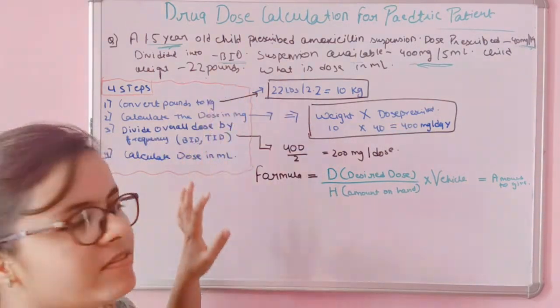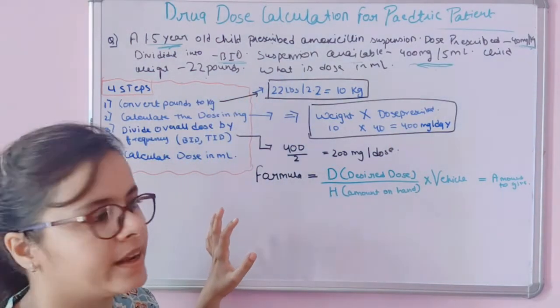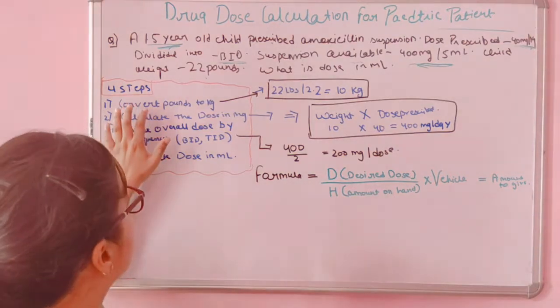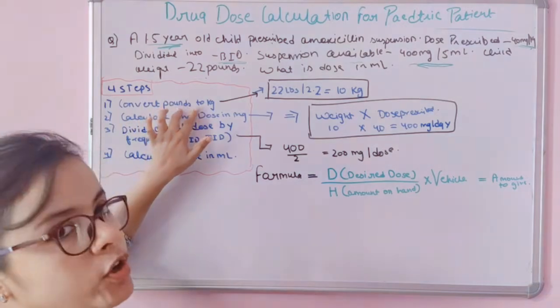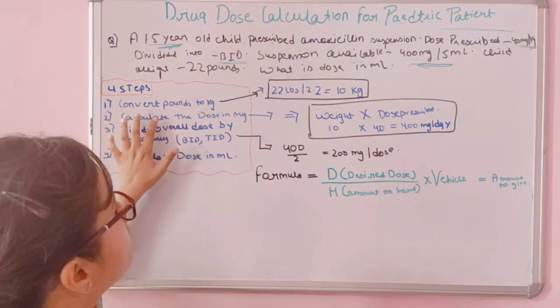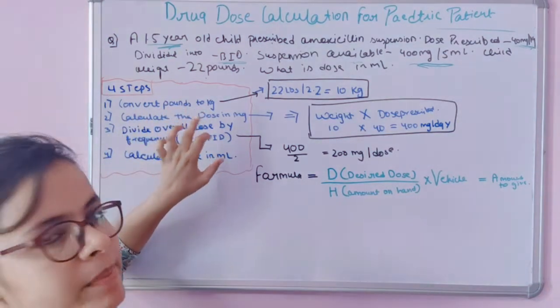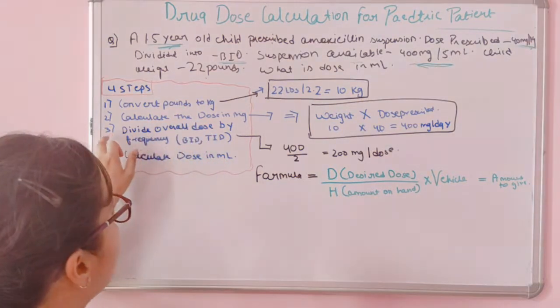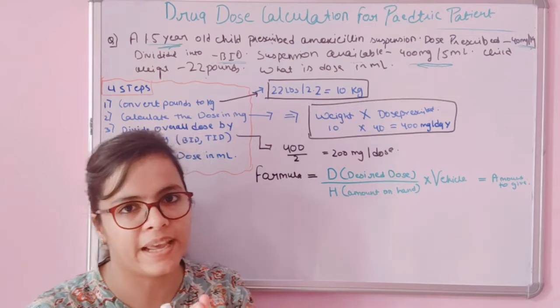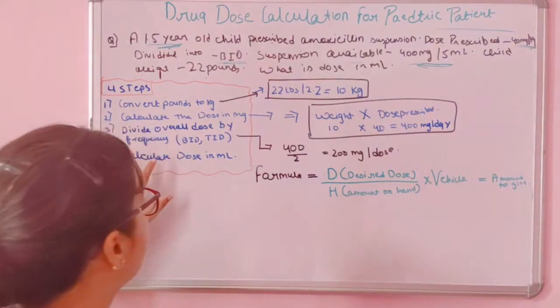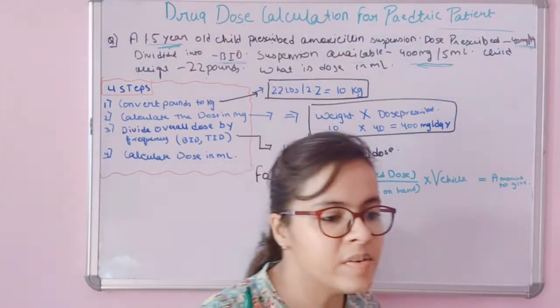So it is a 4-step trick. The first step says that you have to first convert the weight from pounds to kgs, and then you have to calculate the dose in milligrams, and after that you have to divide the overall dose by the frequency, like twice a day or thrice a day, and after that we have to calculate the dose in 5 ml.